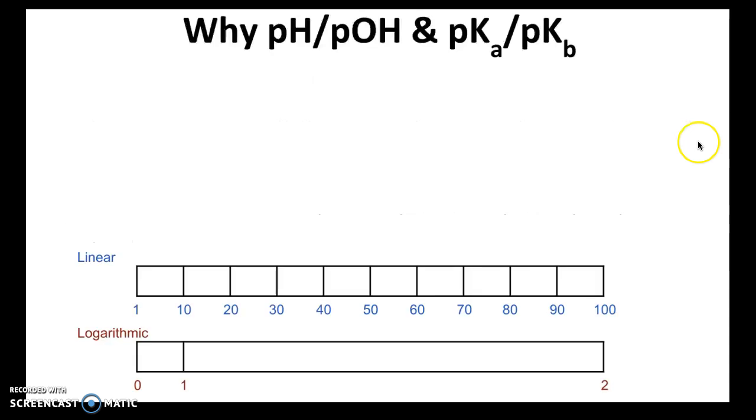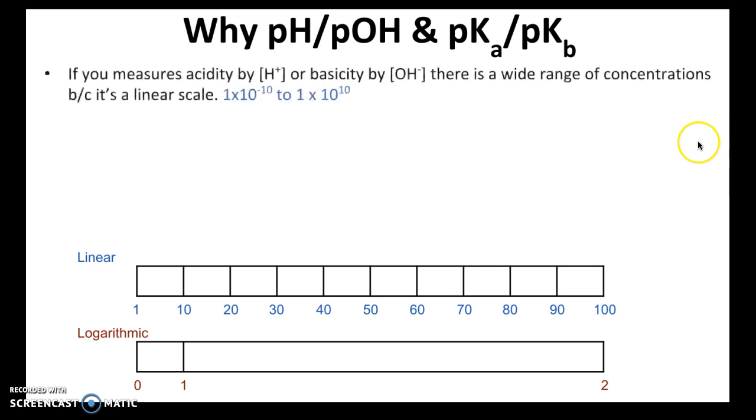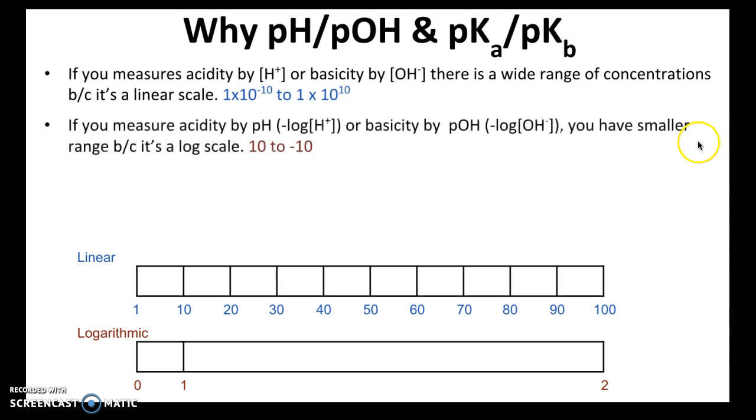Okay, so you may be wondering why we use these Ps. They're kind of confusing. If it's more acidic, pH is lower, or if you have a higher Ka, pKa is lower. Why? Let me tell you why. Essentially, it helps us wrap our head around the numbers. If you measure acidity or basicity by the concentrations of H+ or OH- respectively, you're going to have a wide range in concentrations because you have a linear scale. It can go from, for example, 1 times 10 to the minus 10 to 1 times 10 to the positive 10. But if you use the logs, it's a much smaller scale, and that's why we use logs here.